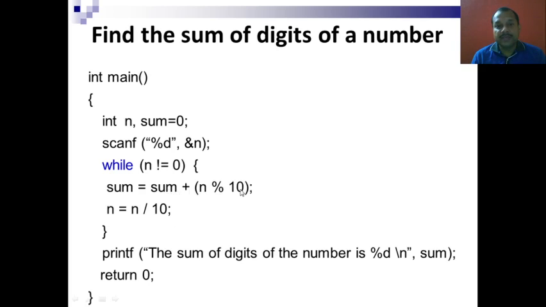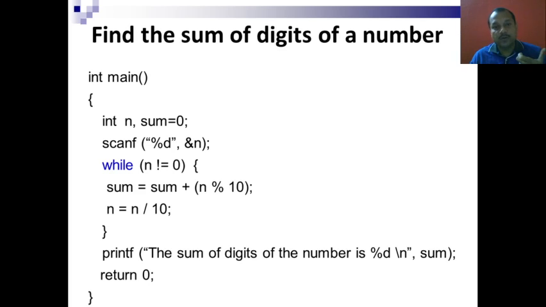When I am doing n percent 10, you see that when I am dividing a number by 10, what will be the remainder? The least significant digit will be my remainder. So if I divide 24 by 10, then my remainder is 4. If I divide 31 by 10, then 1 is my remainder. If I divide, say, 1234 by 10, then 4 is my remainder.